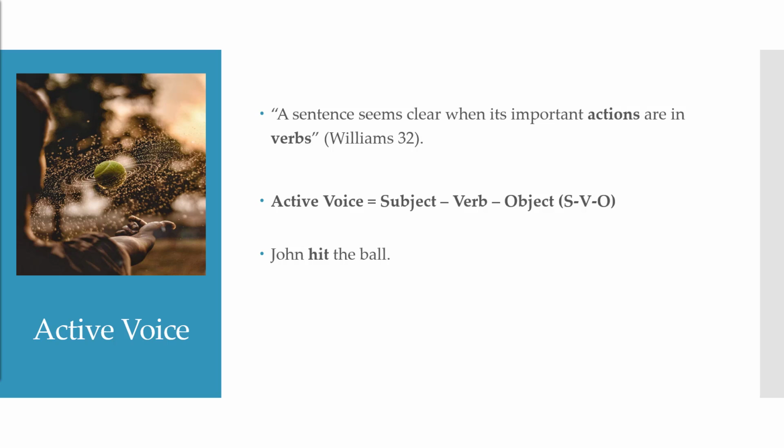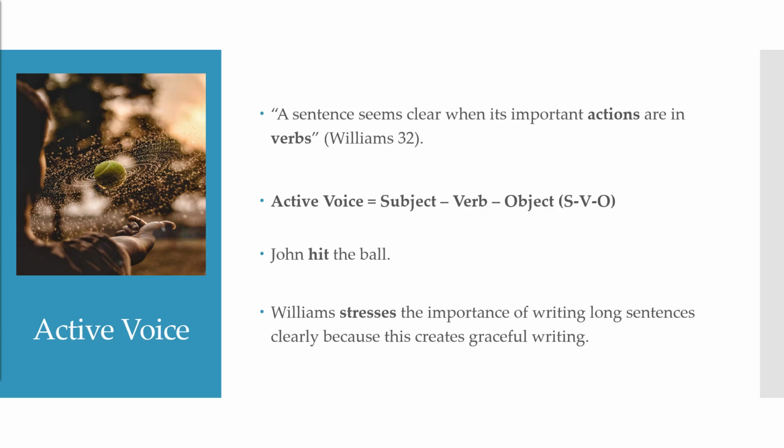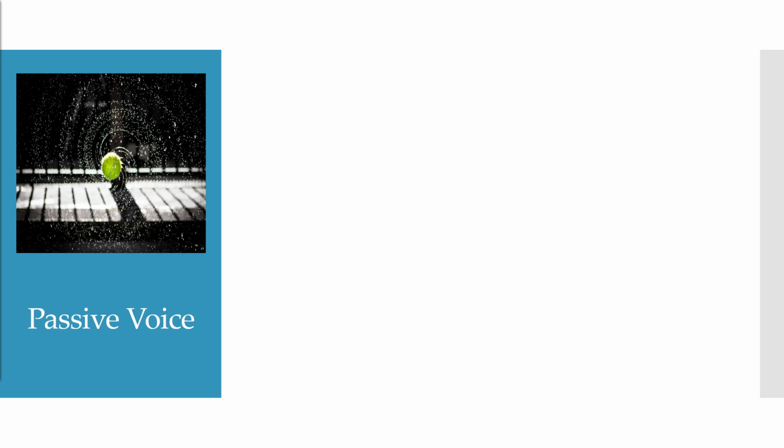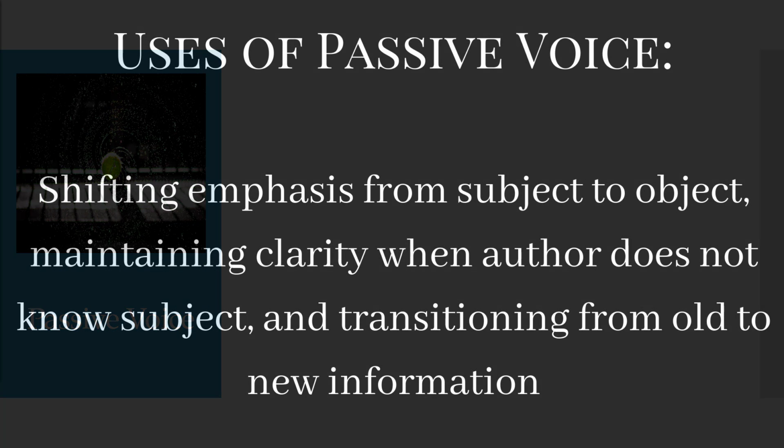For instance, John hit the ball. An academic example would be Williams stresses the importance of writing long sentences clearly because this creates graceful writing. However, you can still use the passive voice in academic writing, but you should do so purposefully. The primary uses of passive voice are shifting emphasis from the subject to the object, maintaining clarity when the author doesn't know the subject, and transitioning from old information to new information.